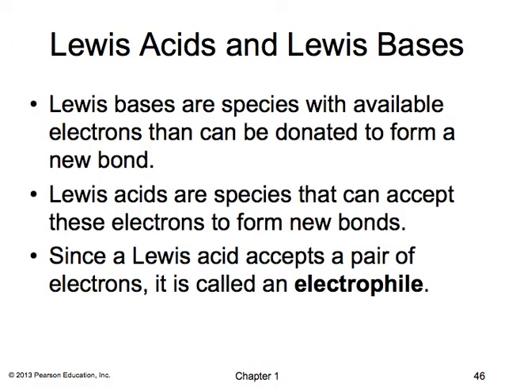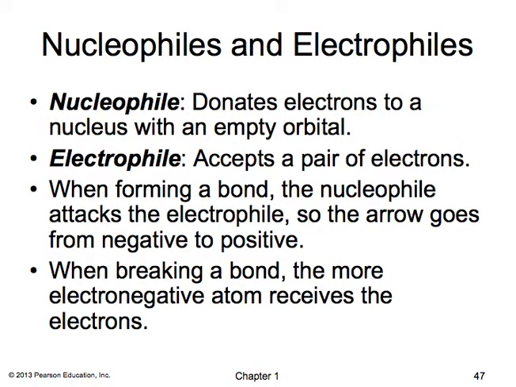Lewis bases are species with available electrons that can be donated to form a new bond. This is very different from the Bronsted-Lowry acids, bases, etc. Lewis acids are species that can accept these electrons to form new bonds. Since Lewis acids accept a pair of electrons, they're called electrophiles. Nucleophiles and electrophiles are important definitions because from henceforth we'll start to look at reactivity dependent on whether something's a nucleophile or electrophile.